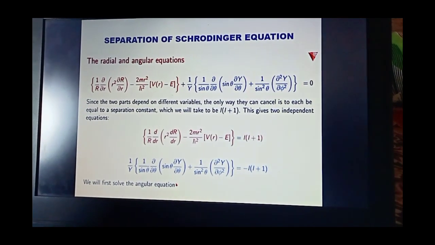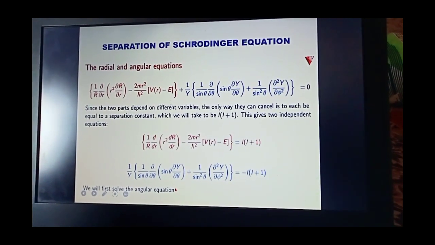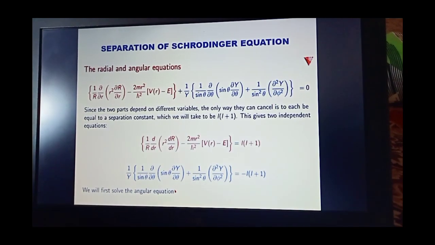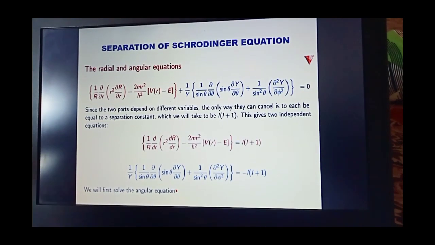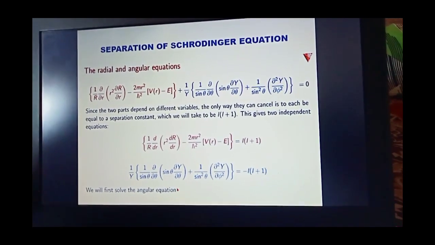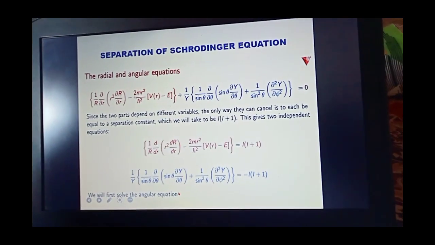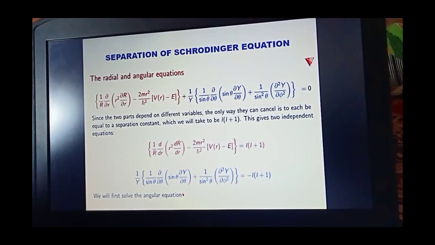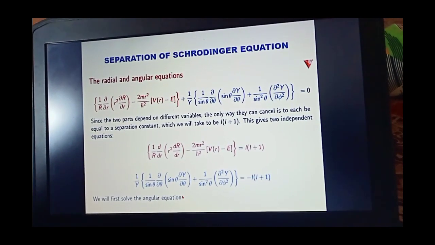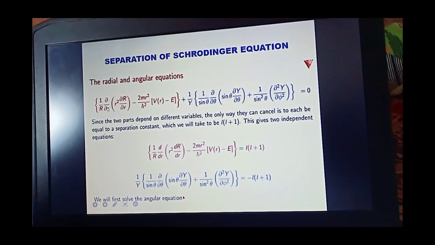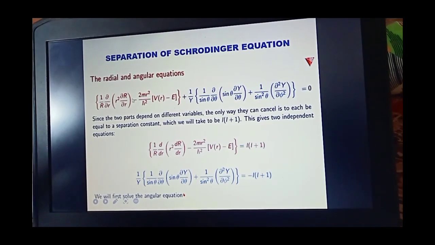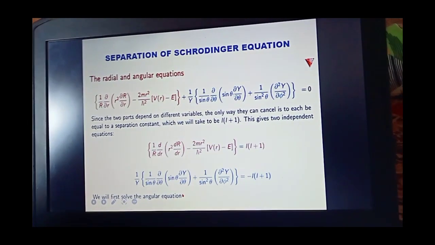Since the two parts depend on different variables, the left side has variable r and the right side has θ and φ.